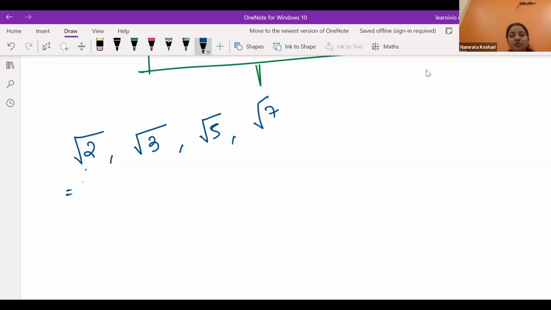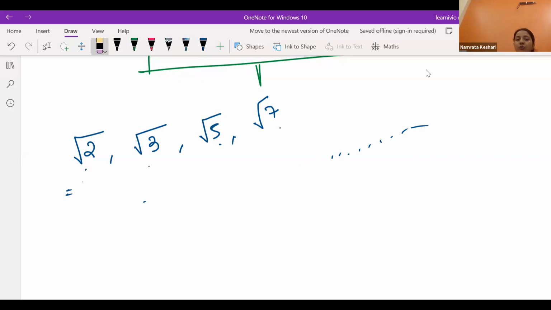I'm not going to tell you to find the value of root 2 in decimal. I'm just telling you that by the long division method, if we try finding the value of root 2 or maybe root 3 or root 5 or root 7, we will get a decimal number which will just keep on going and never ever stop. And if you check, you won't get any proper pattern.